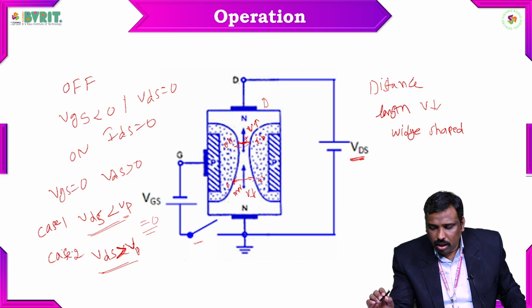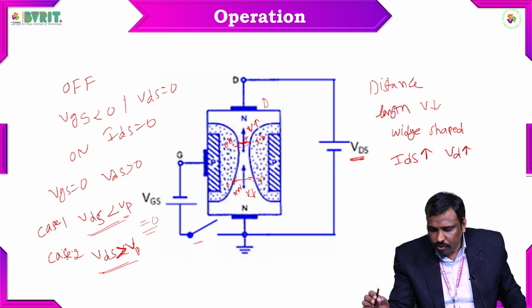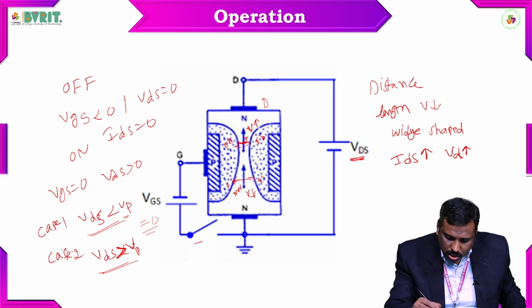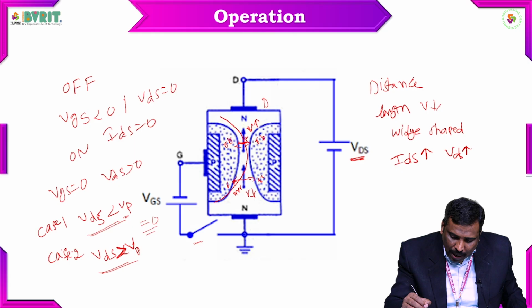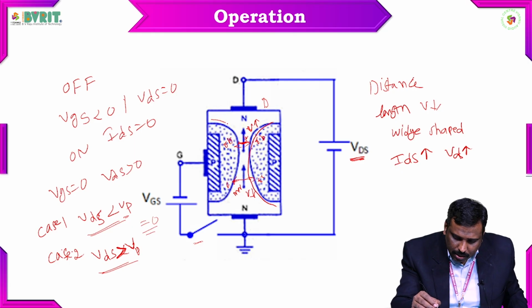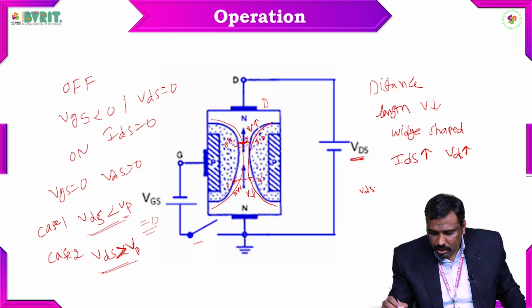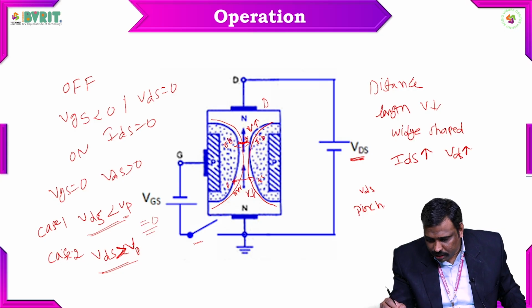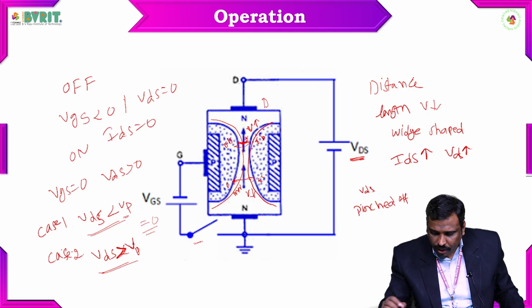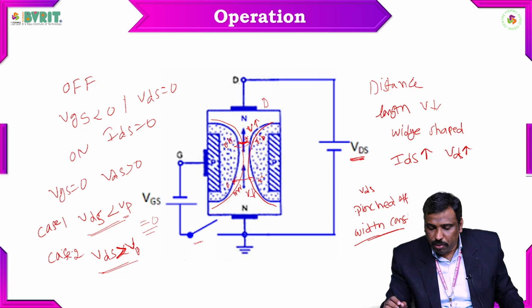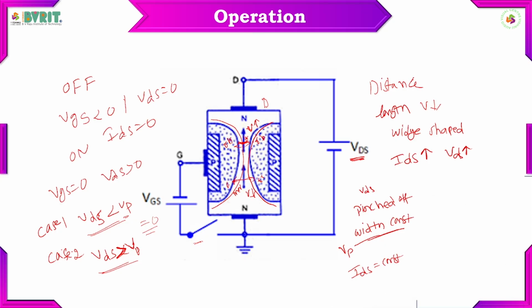Due to the wedge shaped channel, the current increases with respect to VDS. If VDS increases, the current IDS also increases in this region. So the channel becomes like this, and like this. At a particular voltage, the channel cannot grow further. It will be pinched off. If you keep on increasing the VDS, the channel becomes pinched off, and further the channel width doesn't change. After this pinch off, where the channel width is constant, this voltage is what we call the pinch off voltage, and the current is constant. Okay, here when the transistor is on, there are two conditions.